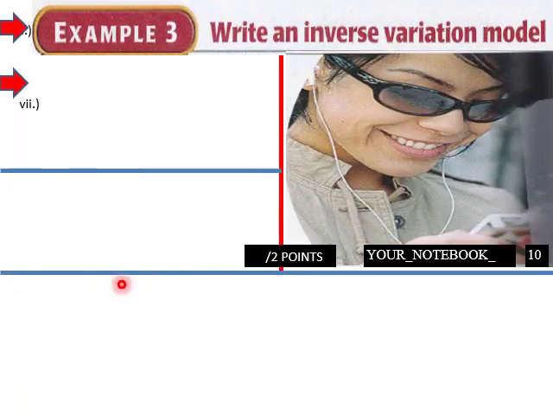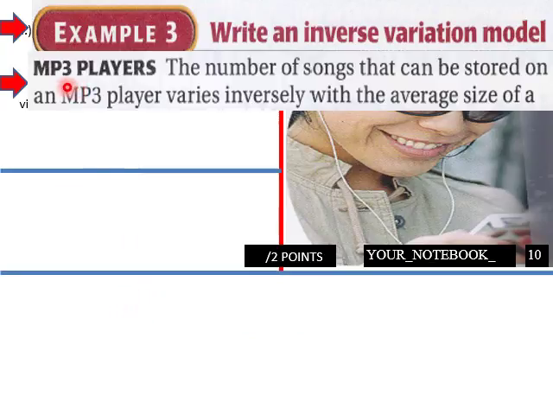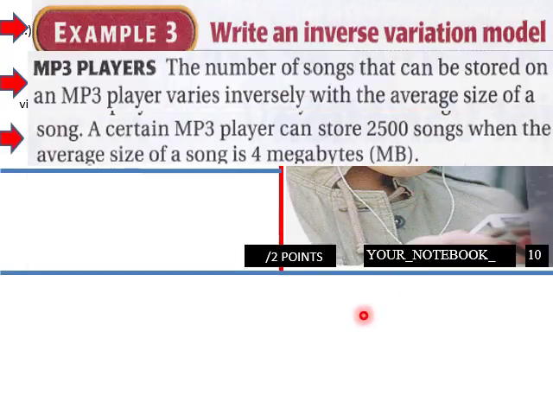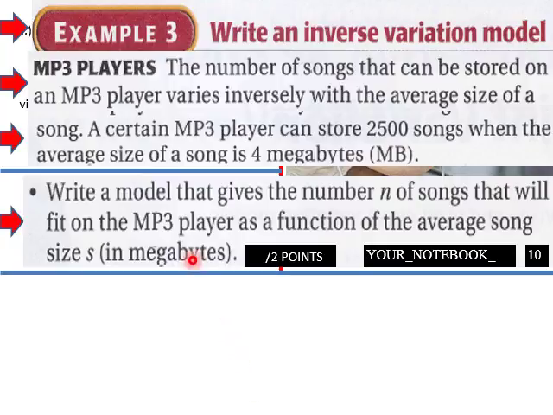Write an inverse variation model. MP3 players: the number of songs that can be stored in an MP3 player varies inversely with the average size of a song. A certain MP3 player can store 2,500 songs when the average size of a song is 4 megabytes. Write a model that gives the number n of songs that will fit on an MP3 player as a function of the average song size s in megabytes. So we need to write an inverse variation model for this relationship here.